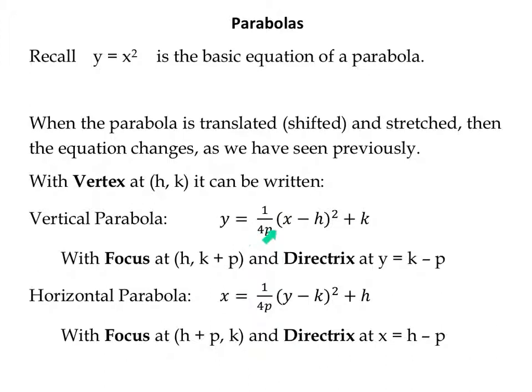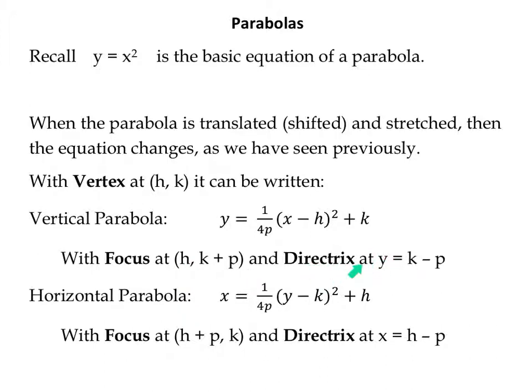If this number in front is positive, it opens up. If it's negative, it opens down. And we're familiar with that. The focus and directrix are two kind of new things here. The focus is a point that's inside of the parabola, and the directrix is a line that is the same distance from the vertex as the focus, but it's outside of the parabola. We're going to see some examples of what those look like, but be aware the focus is a point inside the parabola, an x and y coordinate, and the directrix is a line.